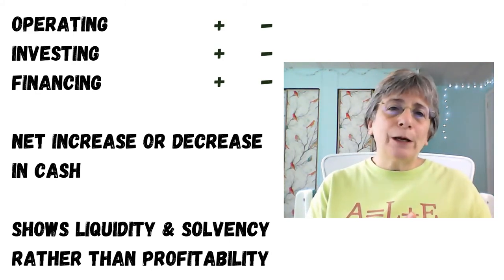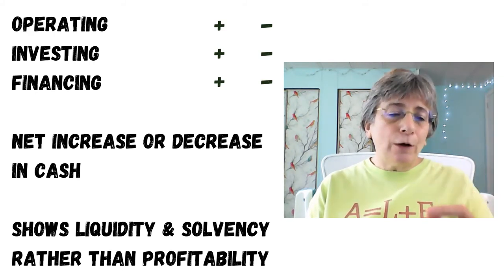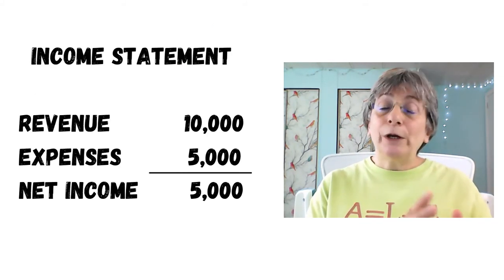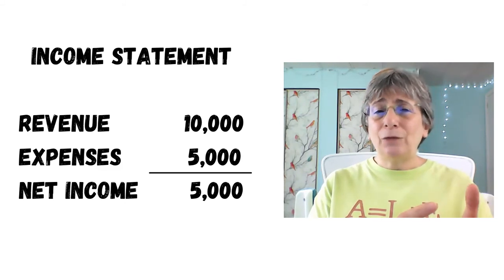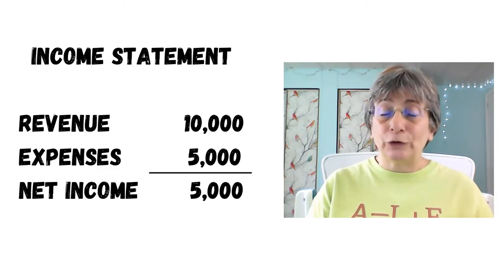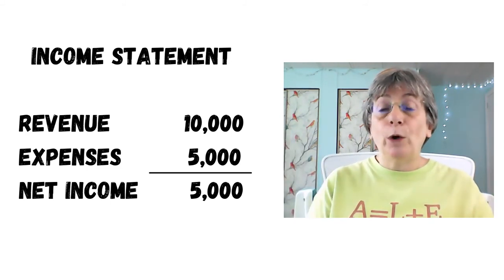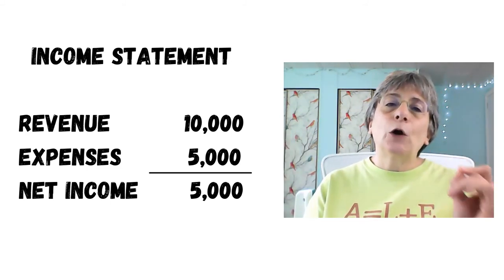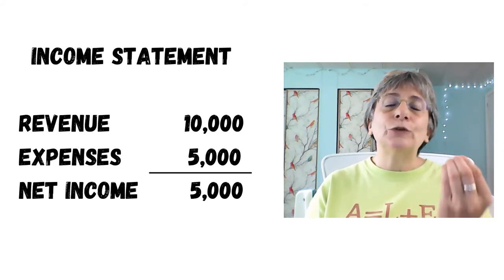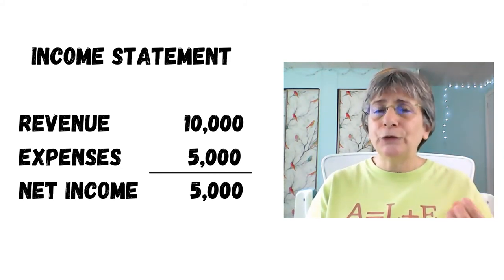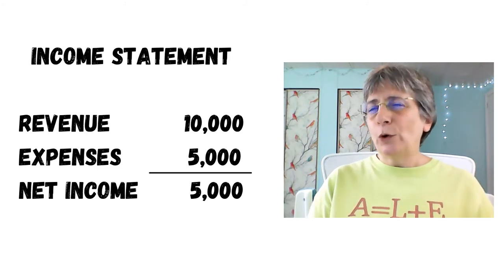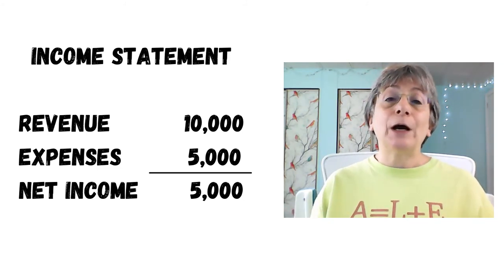And what this is showing us is liquidity and solvency rather than profitability. So in our income statement example where we had $10,000 in revenue and $5,000 in profit, profitability was great. 50% profitability, that's wonderful. But it didn't show us liquidity or solvency. It didn't show us whether we have the cash to pay our bills and whether we can do things like grow the business or forecast out whether we can make payroll in a month. So the statement of cash flows breaks that down for us and gives us a better idea of what's going on in the business.